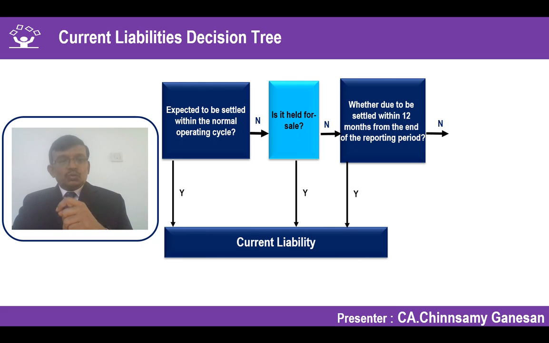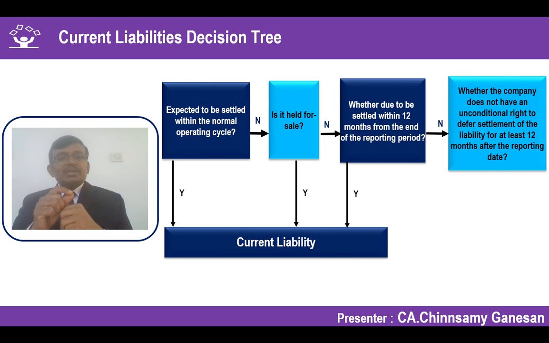The fourth rule for classification asks whether the company has an unconditional right to defer settlement of the liability for at least 12 months after the reporting date. So what does it mean? Suppose a company has borrowed a term loan. I put an example: took a term loan and the company has a holiday period of 1 year for repayment of principal. To that extent, the company has an unconditional right to defer settlement of that loan beyond 12 months from the end of the reporting period. So if there is an unconditional right to defer settlement, it is long-term, or non-current, in nature. Suppose the company does not have the unconditional right to defer the settlement beyond 12 months, it should be treated as a current liability.